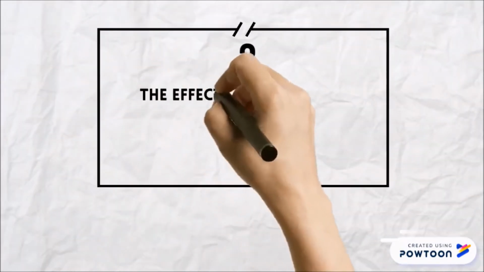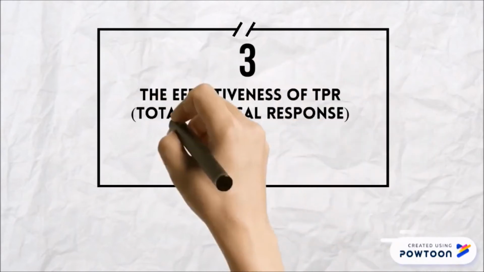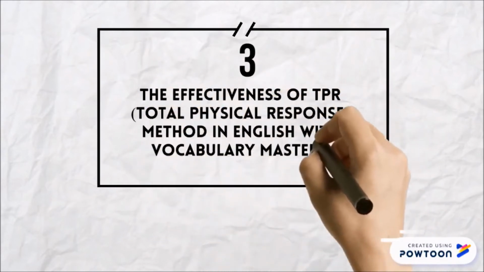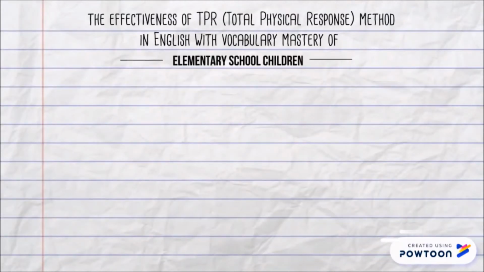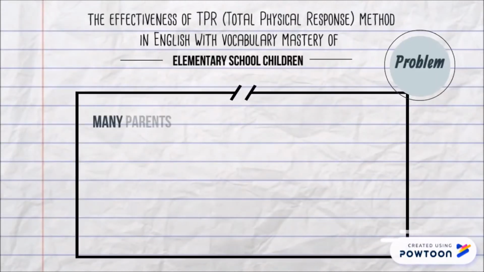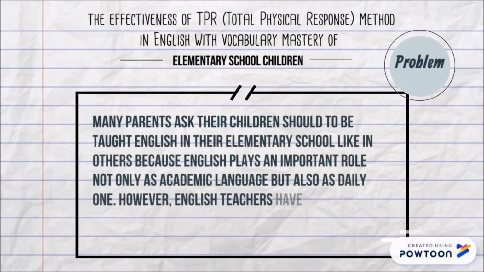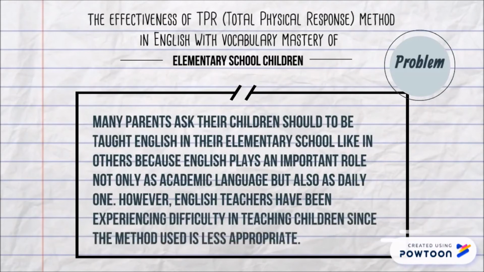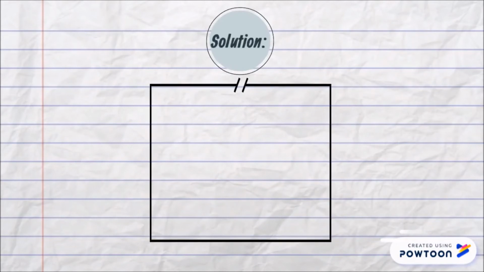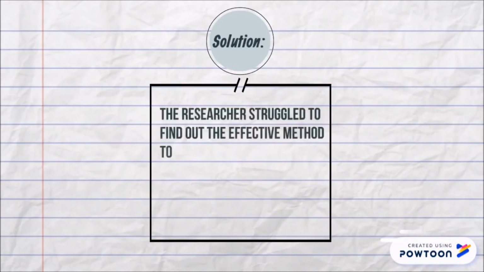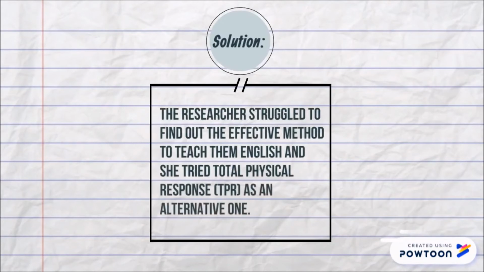The effectiveness of total physical response method in English vocabulary mastery of elementary school children. The problem of this research is many parents want their children to be taught English in elementary school like in others. Moreover, English teachers have been experiencing difficulty in teaching children since the method used is less appropriate. The solution of this research is the researchers struggled to find out the effective method to teach them English, and to try total physical response method as an alternative one.